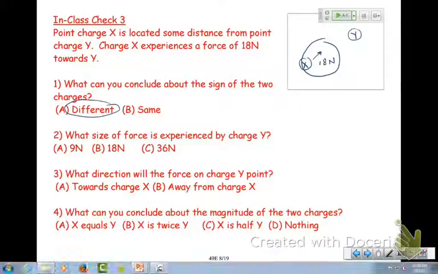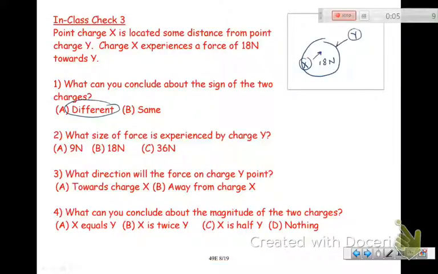So, come on, what's the force? It's going to be attractive, I'll give you that much. It's going to be attractive. But how big is it? Come on. Come on. Yes. Okay, I'm going to stop there.